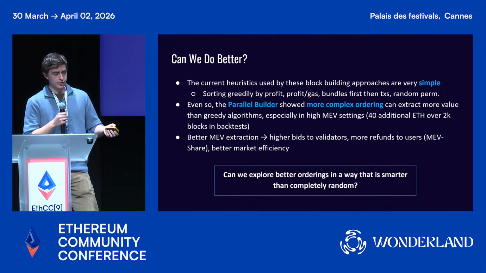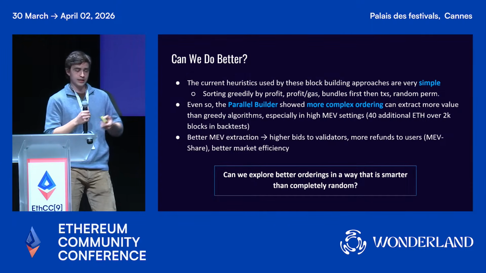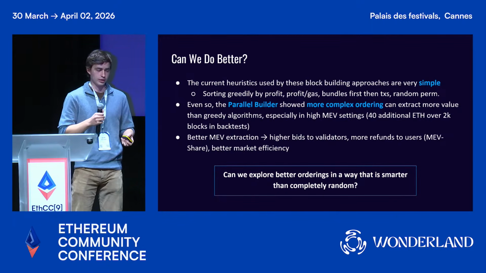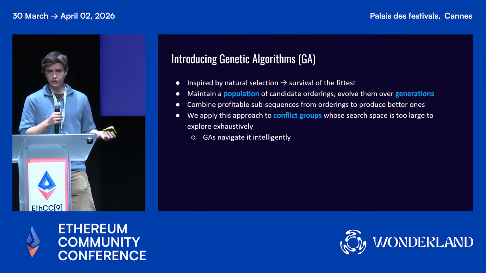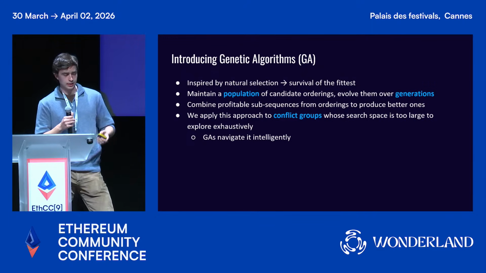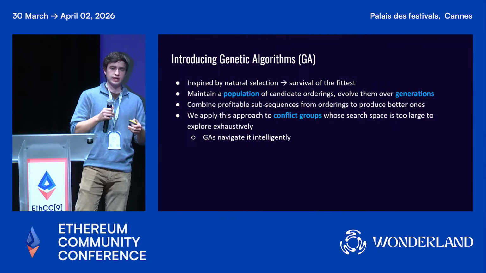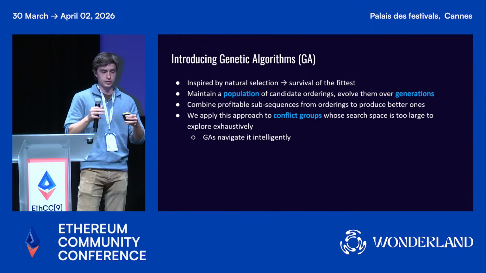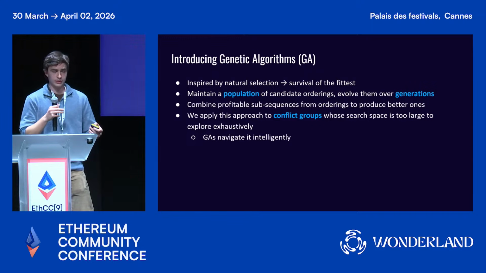And so the question we want to answer with this presentation is, can we try to find better ways to explore the search space, find better orderings, but we don't want to do what the parallel builder currently does, which is just try some random permutations. So for that, we introduce genetic algorithms. The idea with a genetic algorithm is to follow biology, and it's inspired by natural selection. And in this context, we're going to be applying genetic algorithms to these conflict groups. As a reminder, conflict groups are groups of transactions and bundles which are conflicting with each other and where ordering is going to matter.